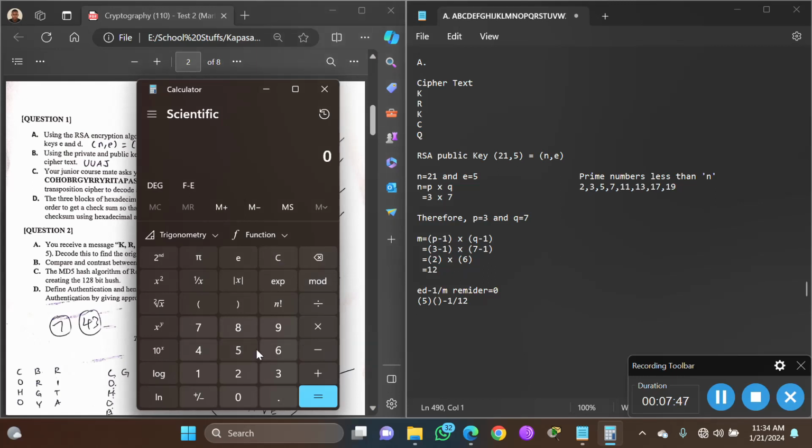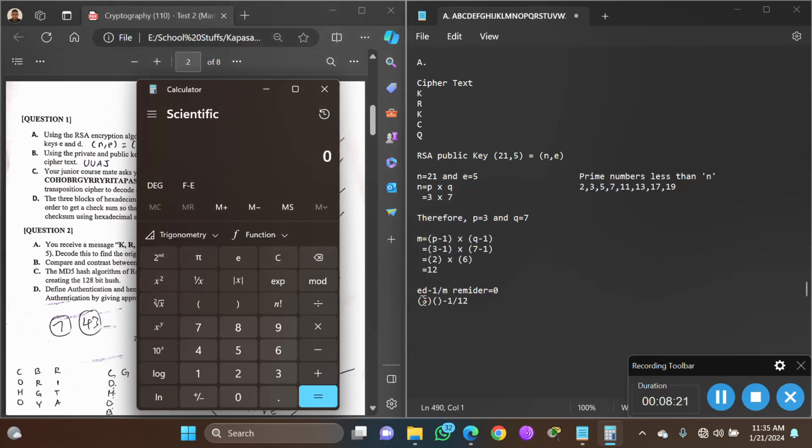So we have 5, then times. Computing D by putting this 3, it will give us 15. Then we need to say minus 1, which is giving us 14. Then we divide by 12, and you can see it's not a whole number, meaning the remainder is not 0. So our D is not 3. So we go to the next number, which is 5.